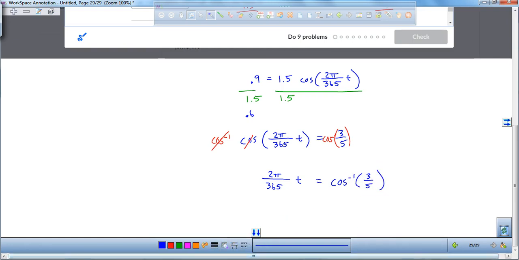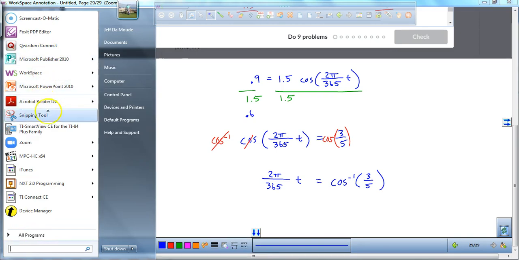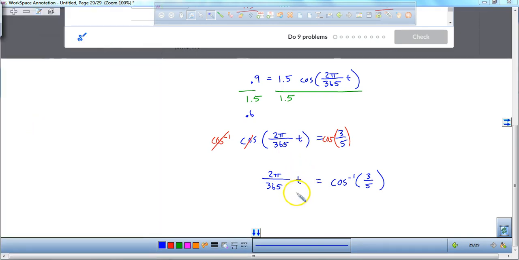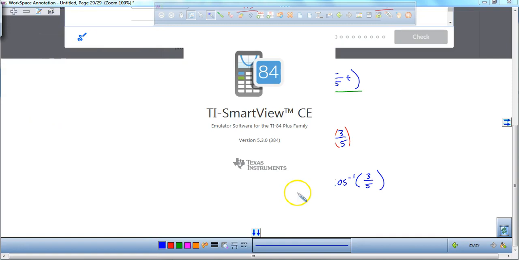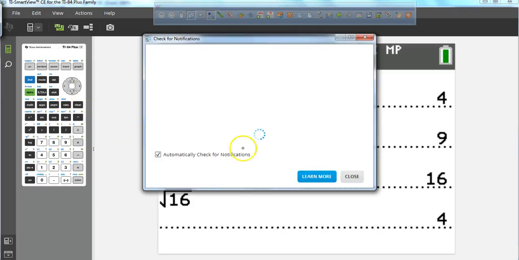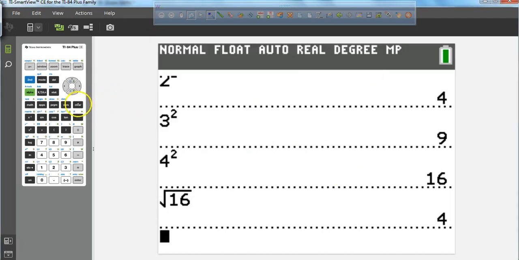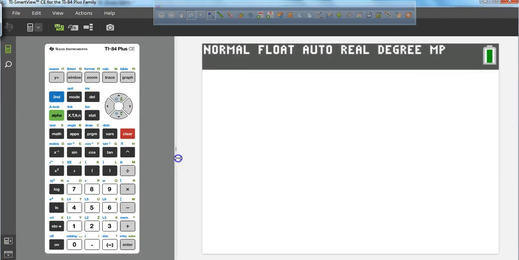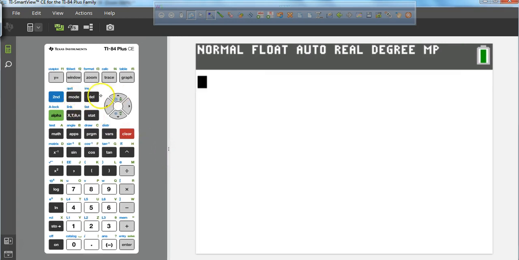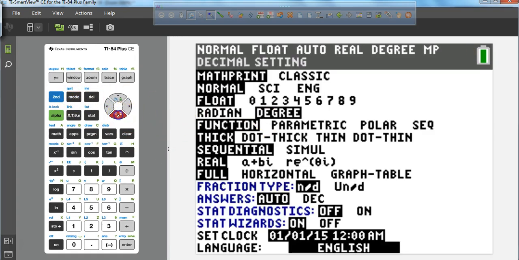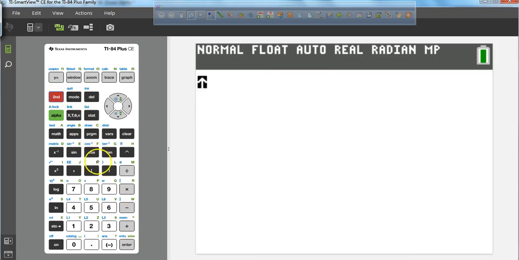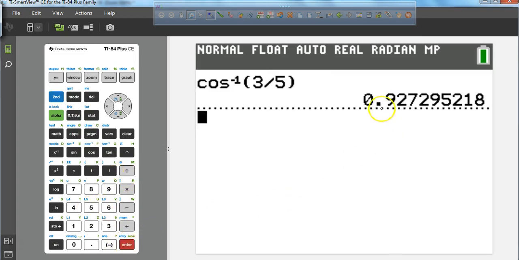So let's take a look at what that would be if we were going to do it in radians. I'm going to get my graphing calculator out real quick. You can do this in Desmos as well, so I'll show you in Desmos how to do it. Let me make it a little bit bigger. There we go. Okay, I'm going to go to modes and make sure I'm in radians right here. Hit second cosine, do 3 divided by 5. In radians, it's approximately equal to 0.927.